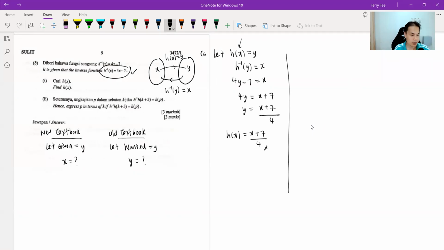Fairly simple, right? Okay. Now, like I said, if you prefer to use the first method, you let h(x) equal h inverse of x equal to y. You can, you just make x the subject. You will still get the same final answer.